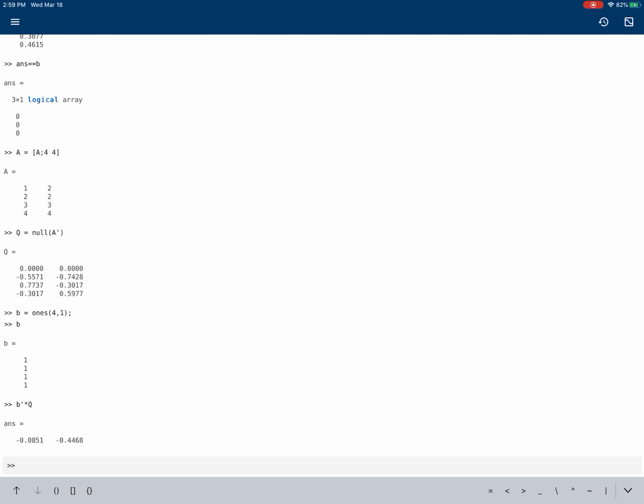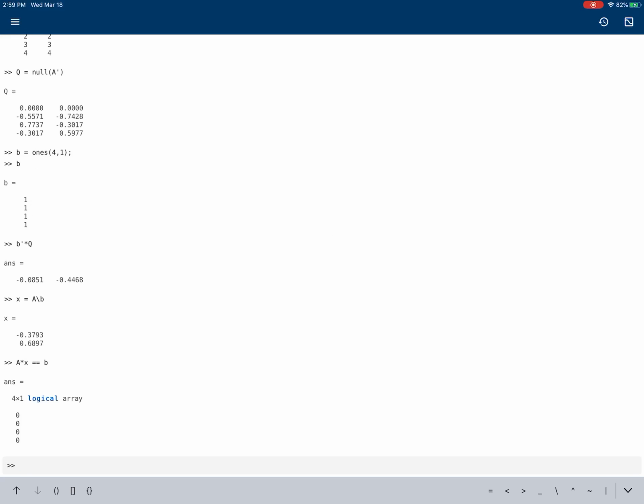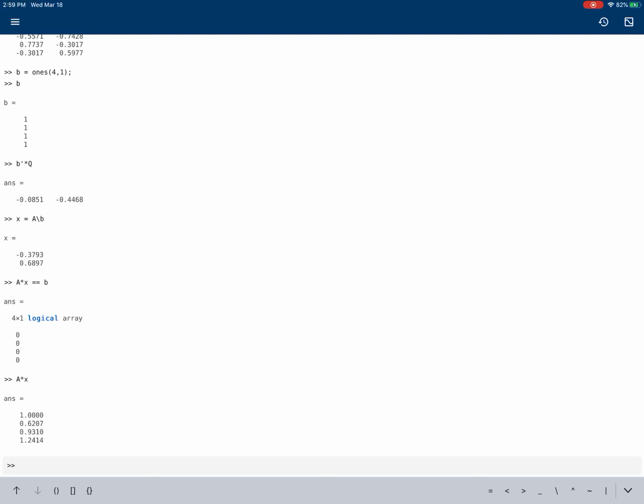Well, turns out that is definitely not a solution because it's not perpendicular to either of those vectors. So that would mean that AX equals B doesn't have a solution. Let's verify that. X equals A backslash B, and A star X is definitely not equal to B.